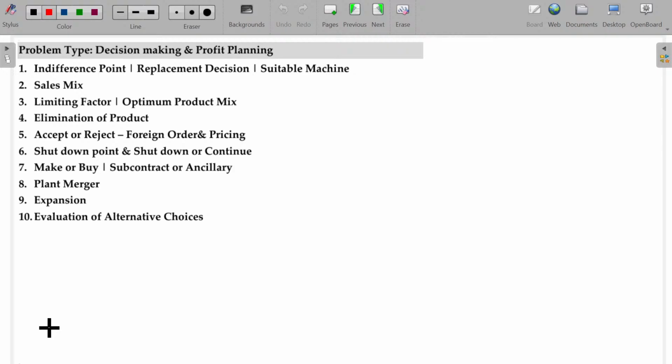This entire set will be applicable for the CA Inter as well as CMA Inter Group 2. But anyhow, CMA Inter Group 1 students also, in the costing paper, you can have the background of this knowledge.